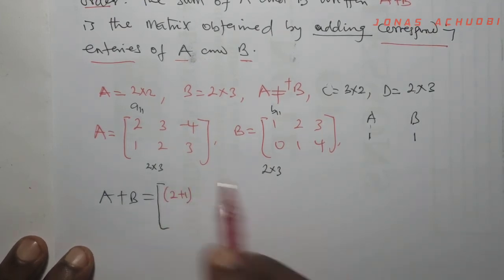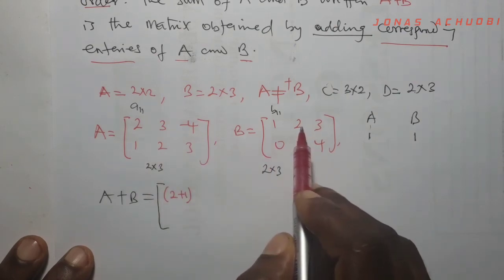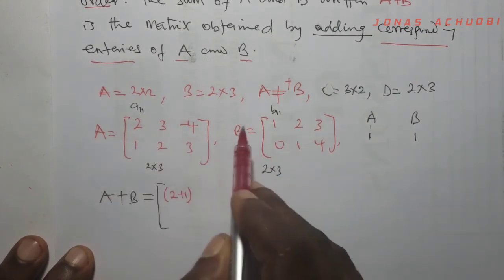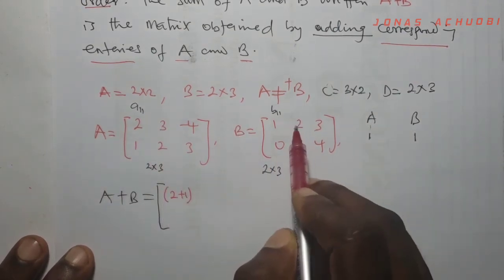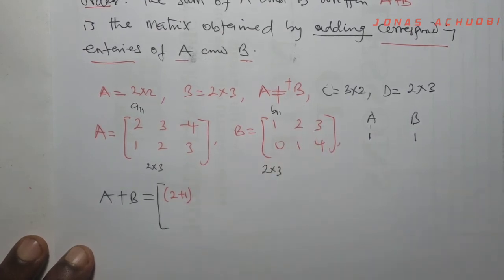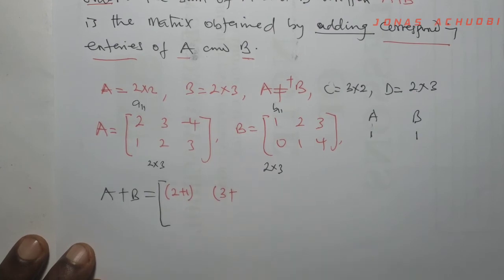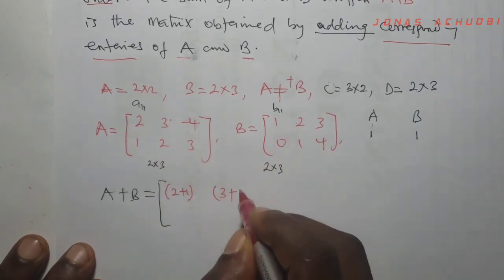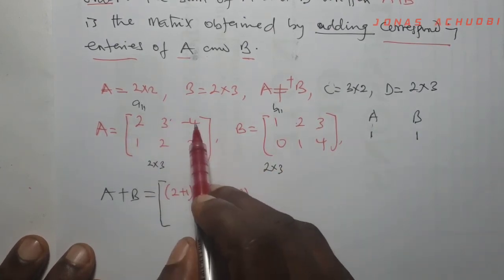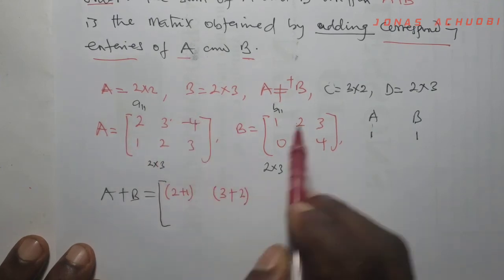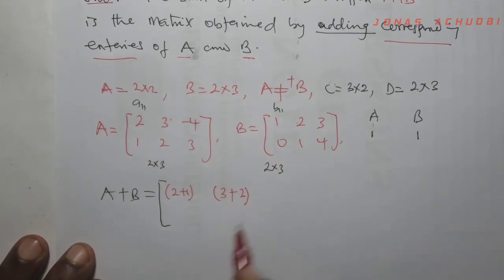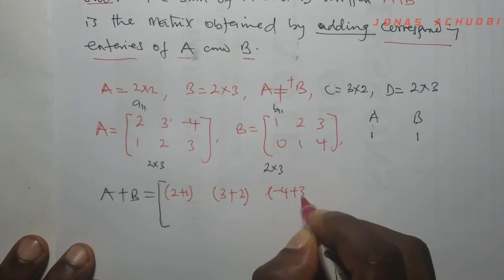Again, 3 and 2 are corresponding entries because 3 here is in row 1 and column 2. And this entry 2 is also in row 1 and column 2. Corresponding entries. We add them up into row 1 and column 2. So 3 plus 2. The last one is negative 4 in row 1, column 3. 3 is in row 1, column 3. So I will add negative 4 and 3.